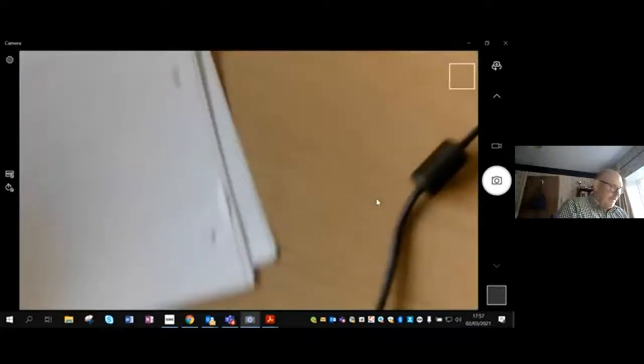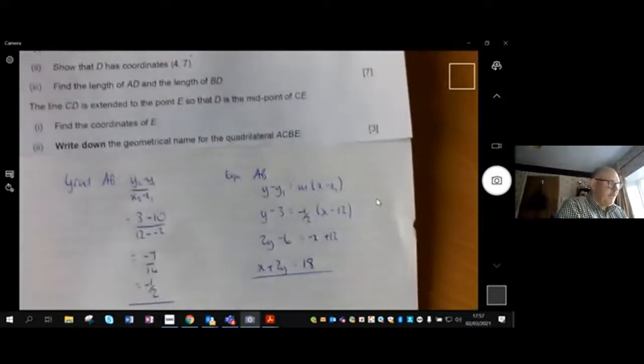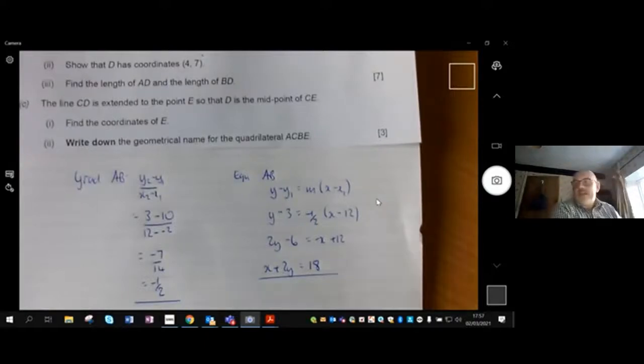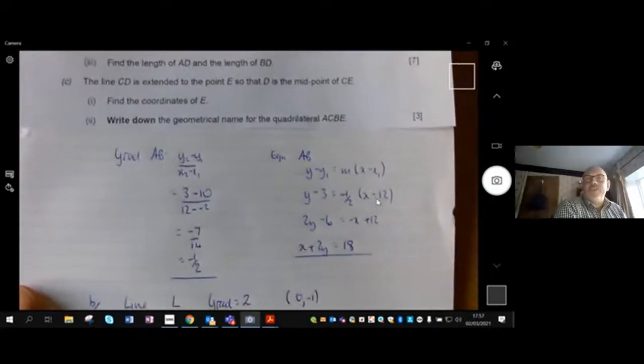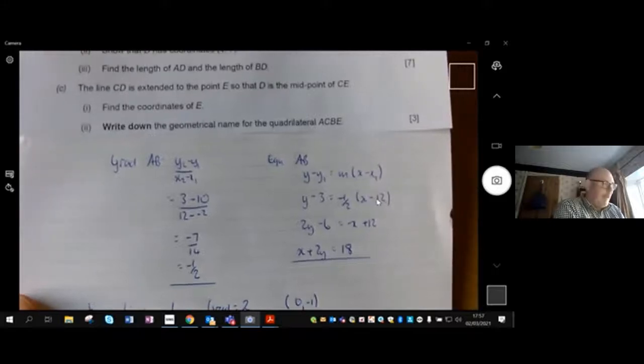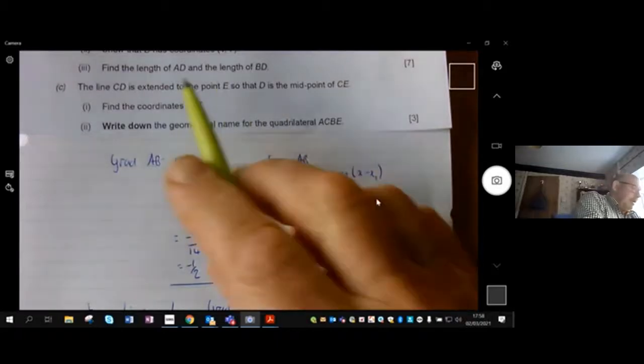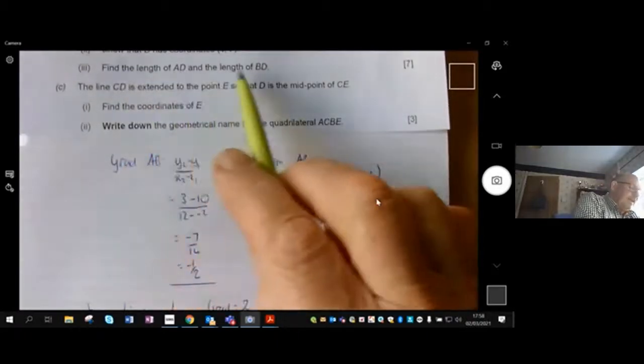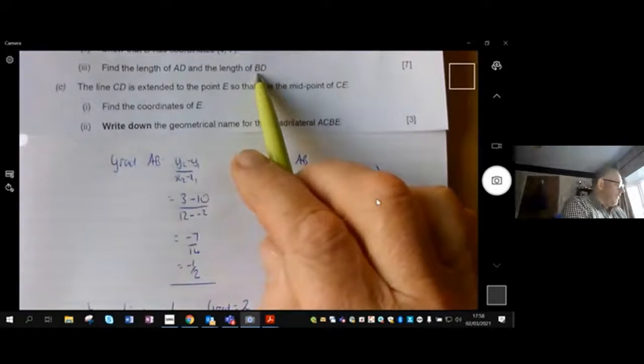Now, the next bit, no, we're going to run out of time, unfortunately. I've only got 3 minutes left, right? And I haven't finished this. So if you want to stay on, I will finish it. It'll only take me about 5 minutes max. Find the length of AD and the length of BD. Well, we've got a formula for the length of a line.